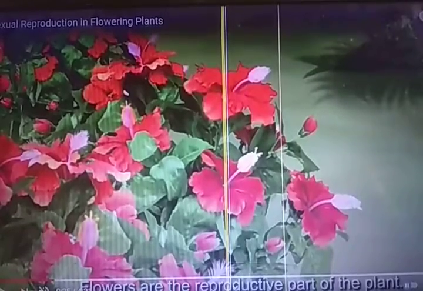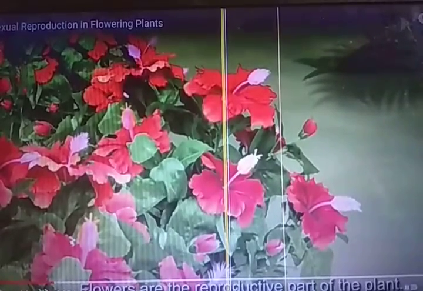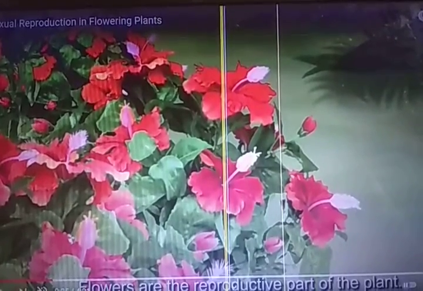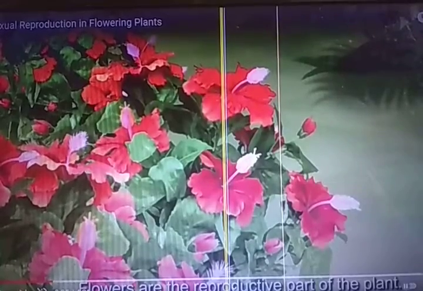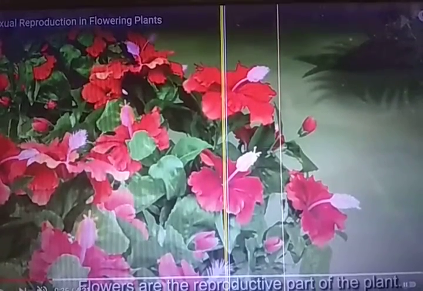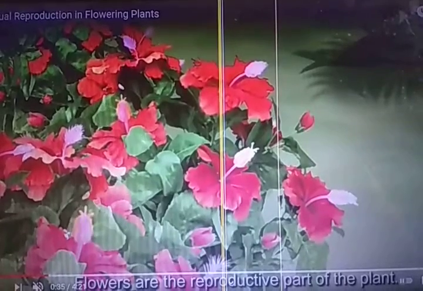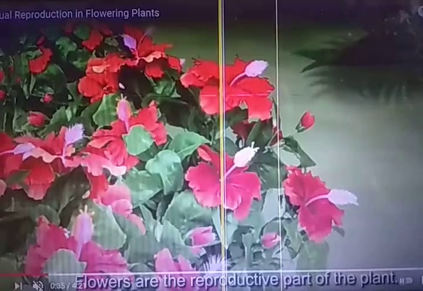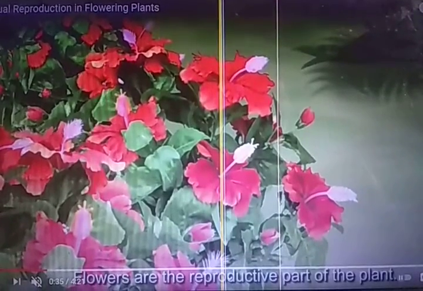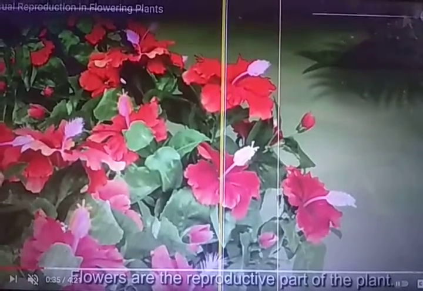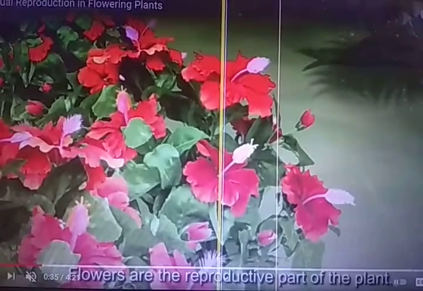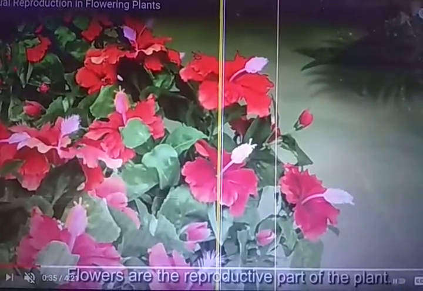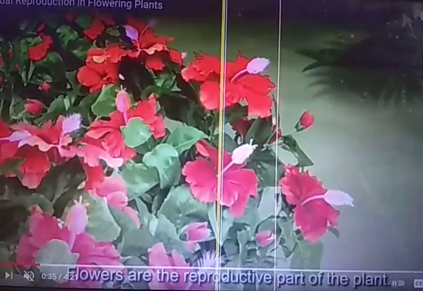A typical angiospermic flower consists of four organs arranged in four types of whorls: the calyx, the corolla, androecium, and gynoecium or the pistil. The calyx and corolla are known as accessory or non-essential whorls because they don't play any important role during reproduction. They play only a secondary role, that is to attract insects for pollination, and they also play an important role in protecting the flower when it's in the bud.